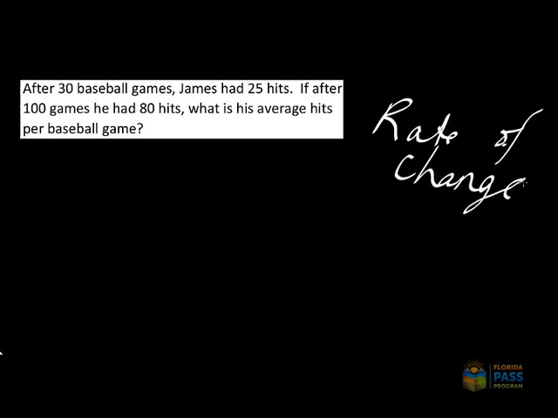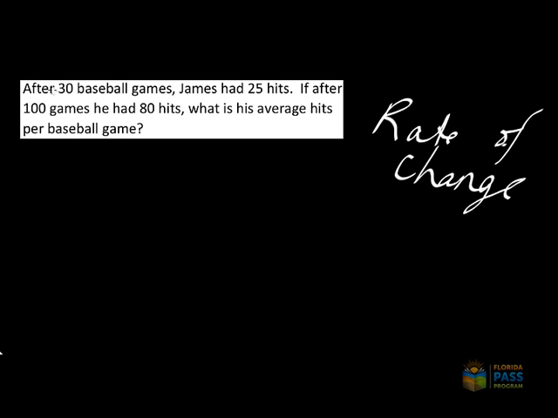Let's look at this word problem. It says, after 30 baseball games, James had 25 hits. If after 100 games he had 80 hits, what is his average hits per baseball game? The way you figure this out is by determining what is the rate of change, which in this case is the average. I'm going to actually write these as some coordinate points.